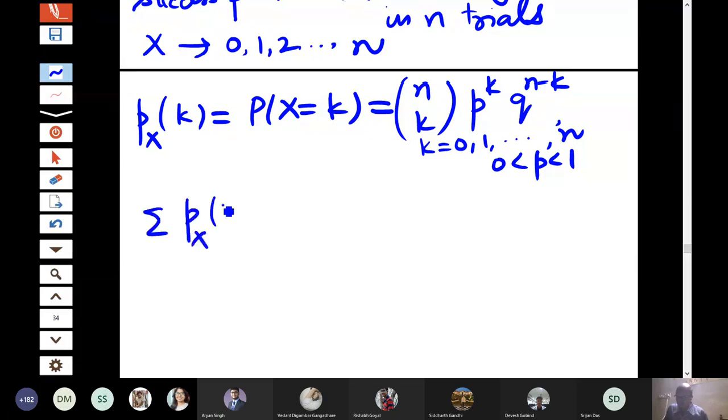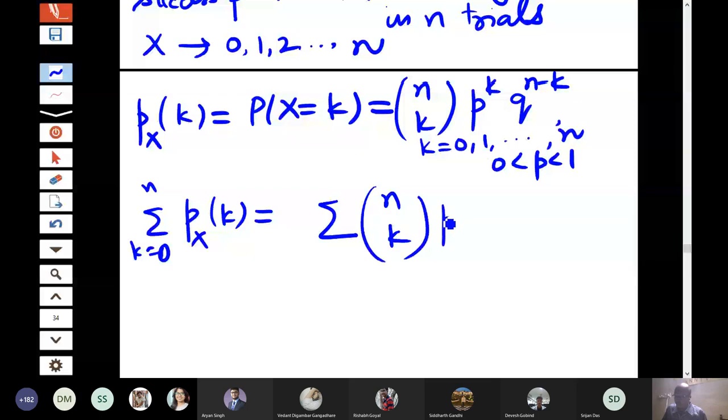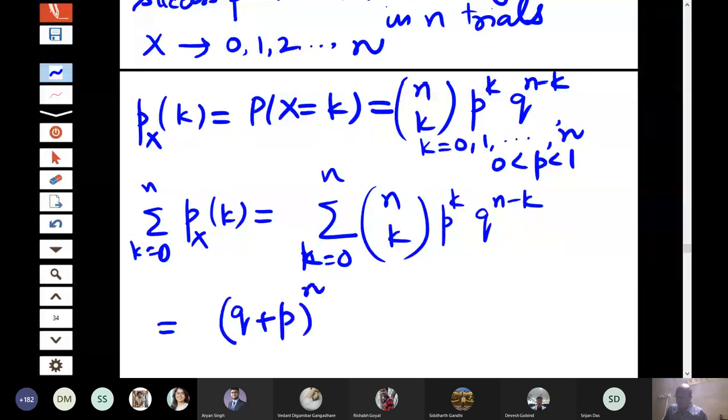Whenever you write down a distribution, the sum of the values must be 1. So the sum of nCk p to the power k q to the power n minus k, k equal to 0 to n. What is this? If you take all the terms, this is nothing but the binomial expansion of q plus p to the power n. That is why it is 1. That is why the name of this distribution is binomial distribution.